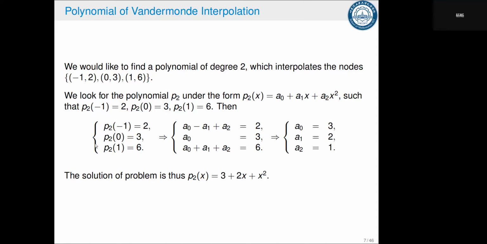So this is the 3 functions. Now, thanks to the definition of P2(x), we can substitute P2 by its definition here. By a simple calculation, we will find that the first equation gives simply a0 minus a1 plus a2 equal to 2. The second equation gives just a0 equal to 3. And the third equation, P2(1) equal to 6, gives a0 plus a1 plus a2 equal to 6.